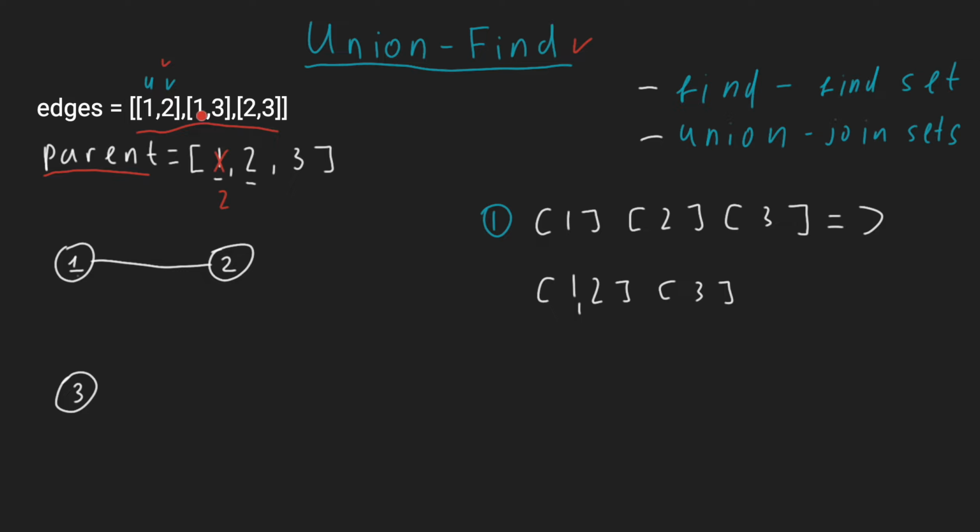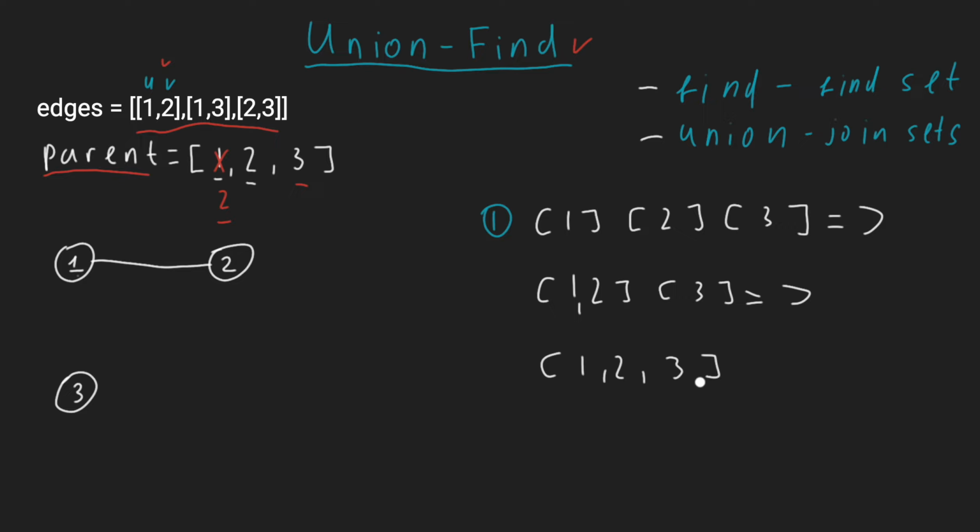Let's find out. 1 belongs to the set where the parent is 2, and 3 belongs to a set where the parent is 3. They have different parents, which means they are not in the same set, which means that we can join these 2 sets. That's exactly what we are doing here. We are joining these 2 sets, and now we have only one set, 1, 2, and 3.